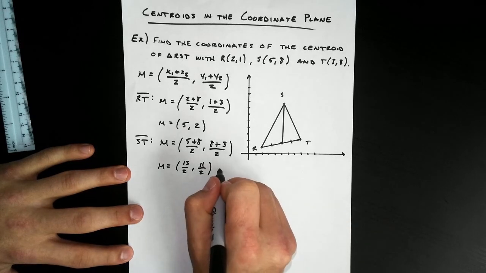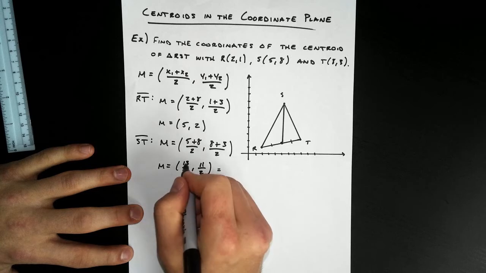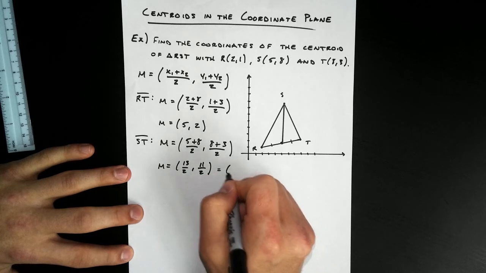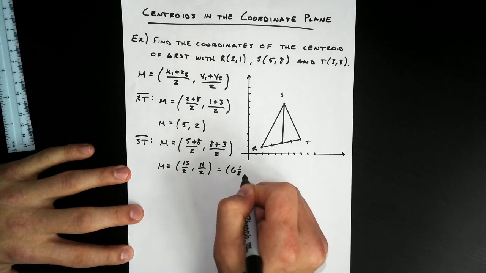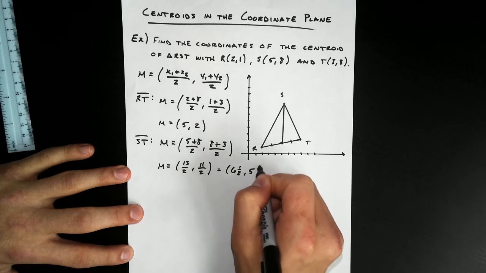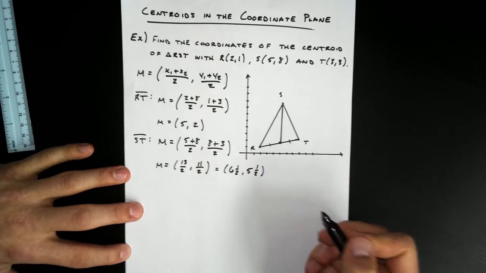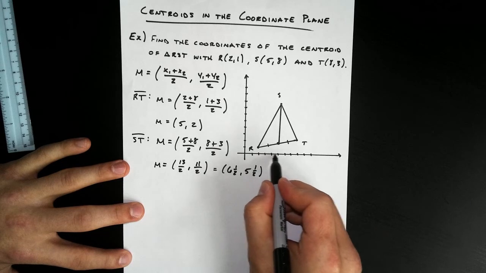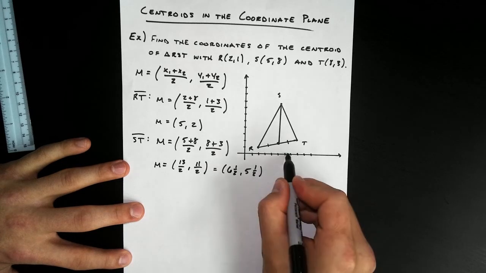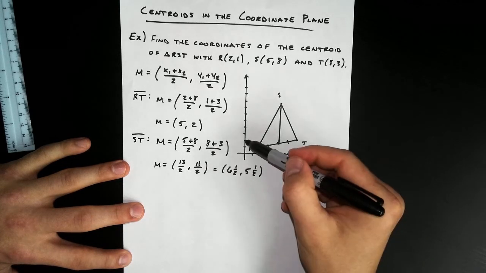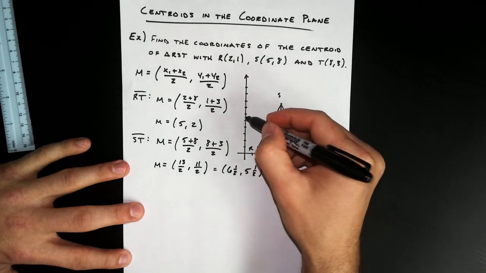So that's still manageable. If I wanted to rewrite this, 13 over 2, that's the same as 6 and a half. And 11 over 2, that's the same as 5 and a half. So 1, 2, 3, 4, 5, 6 and a half puts us right in the middle here. 1, 2, 3, 4, 5 and a half puts us in the middle there.